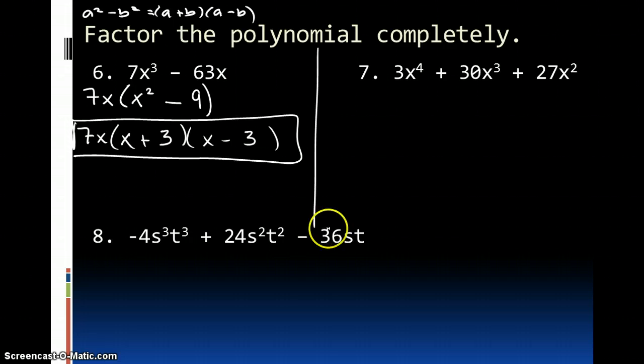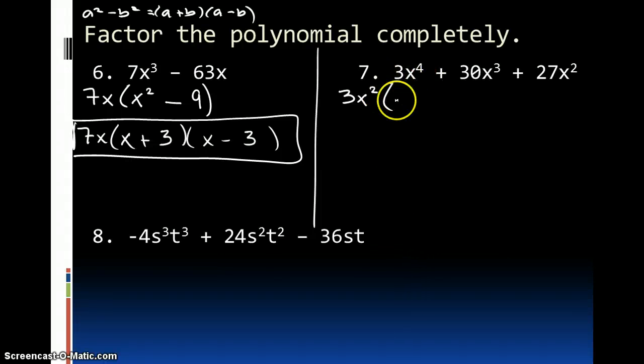Excuse me. Okay, let's try another one. We have 3x to the fourth. So here's another hint. When it says factor completely, before you go to a box, you want to check to see if there's anything that you can take out of all of your terms. So I'm looking at 3, 30, and 27, and I see that 3 goes into all of those. And I have x to the fourth, x cubed, and x squared. So I'm going to take out an x squared from all of those. Leftovers will go into parentheses.